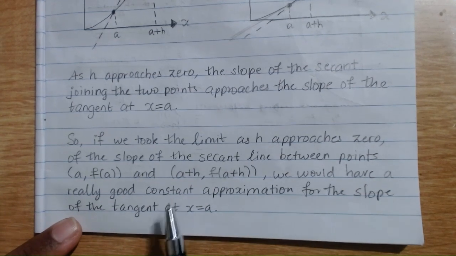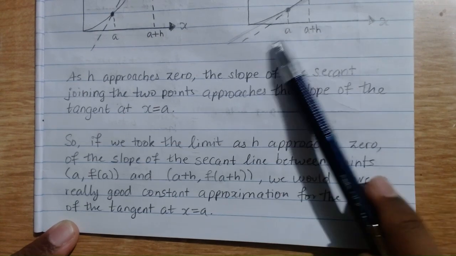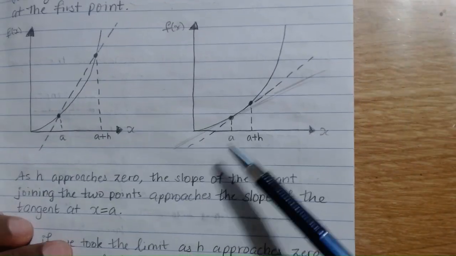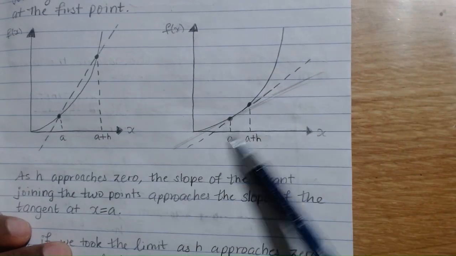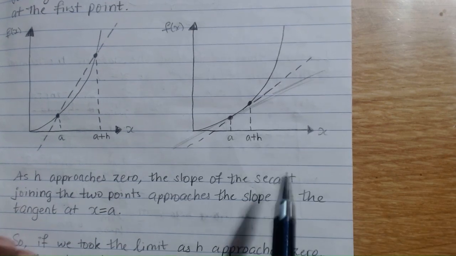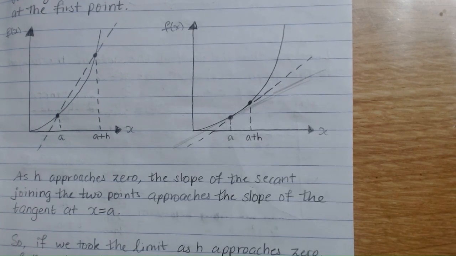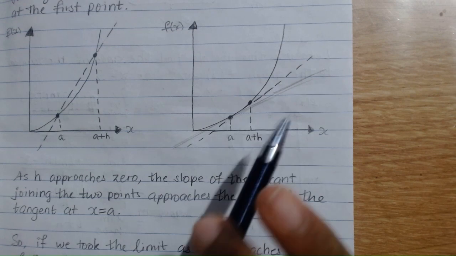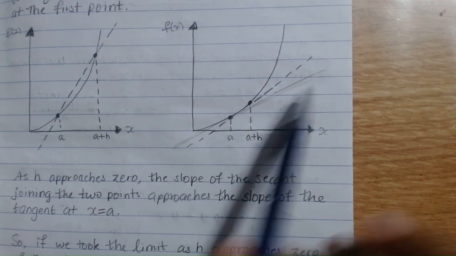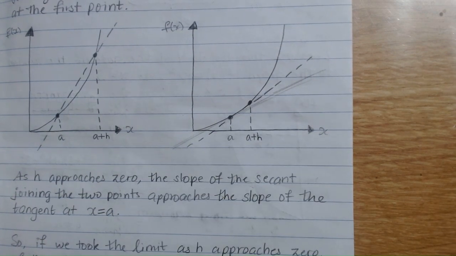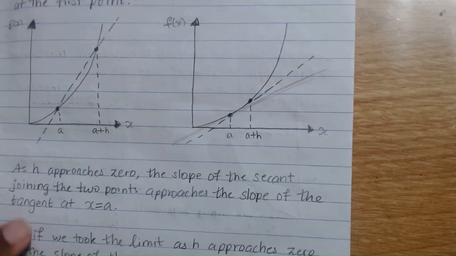So this is the main idea of the derivative. We're taking the limit, or we're actually asking ourselves, what happens to the slope of the secant as h becomes smaller and smaller and smaller, or as it approaches 0? Well, the slope will approach the slope of the tangent, and that's exactly what we want. So that's what we'll see in the next video.